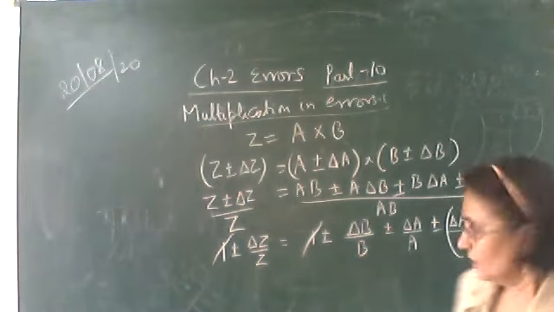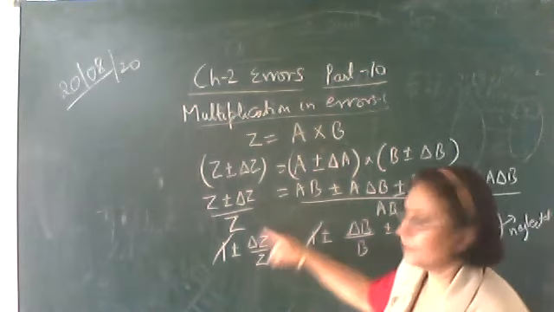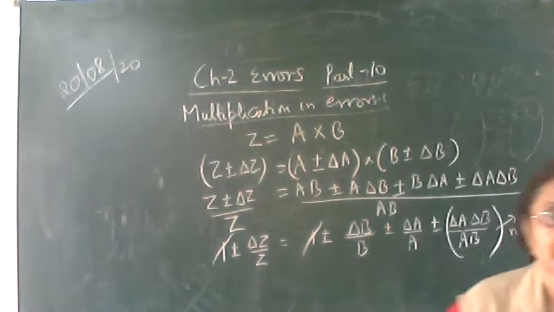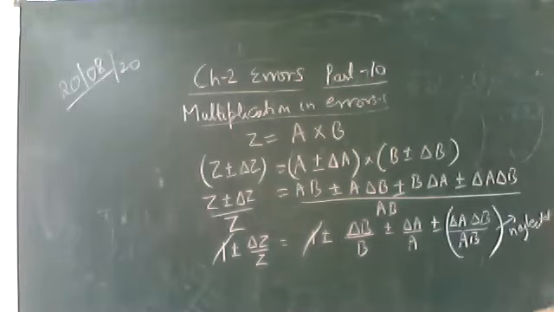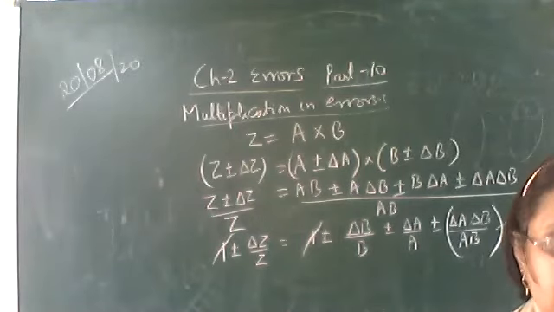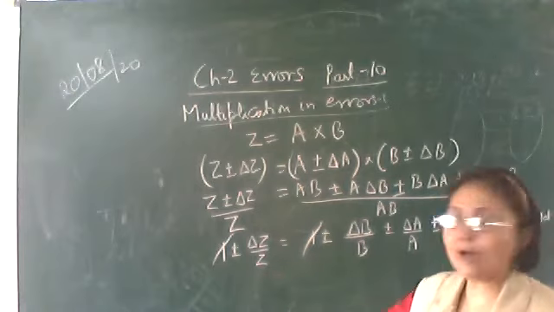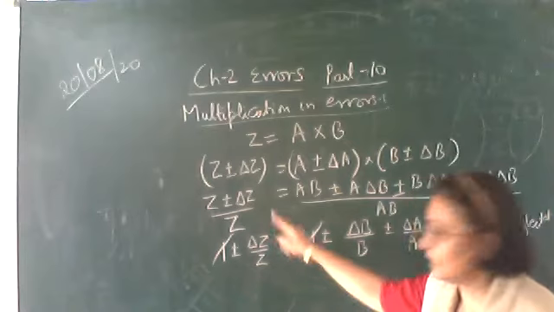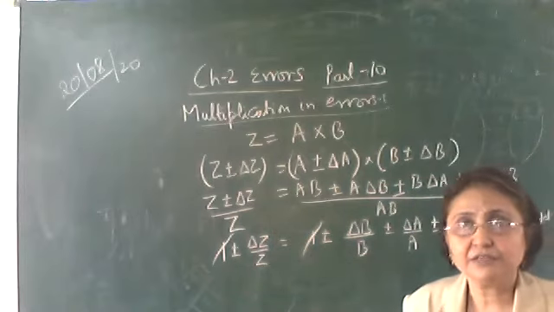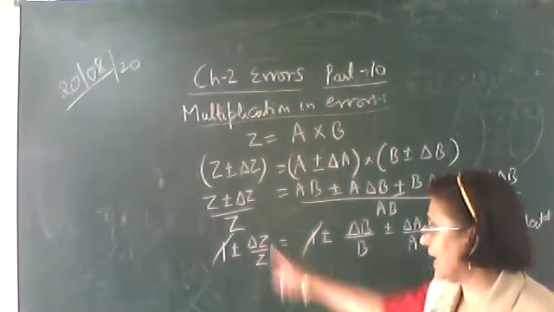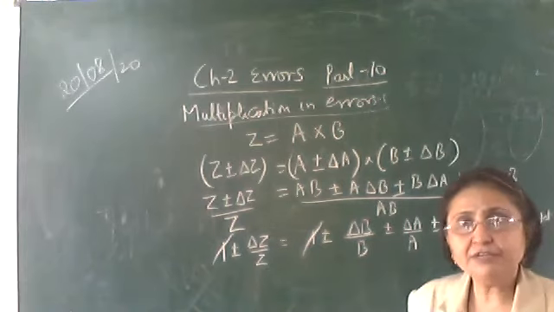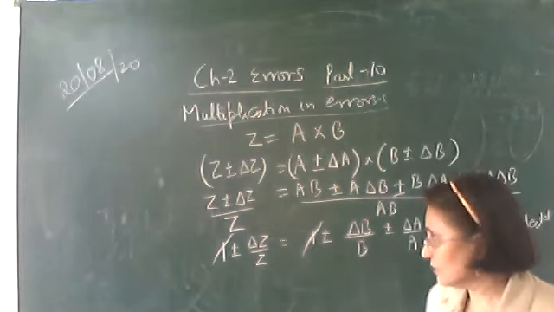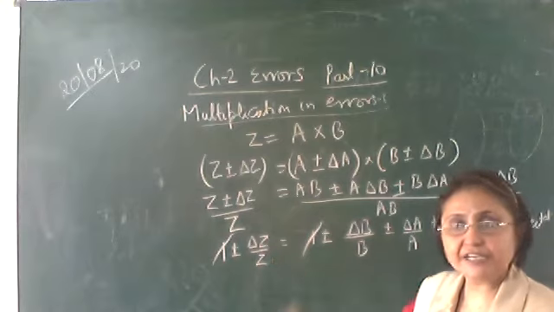Now what is this term, delta z upon z? It is the absolute error in the product divided by the mean value, or the true value, of the product. We call such an error the relative error. Yesterday we have studied that the absolute error to the mean value we call the relative error. So this is the relative error in the product.